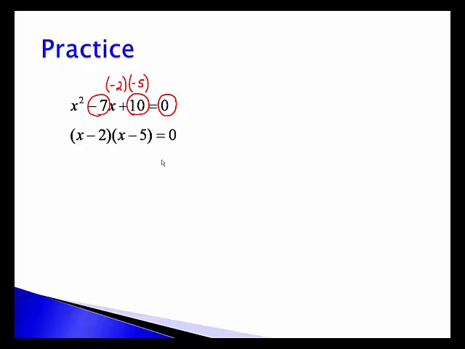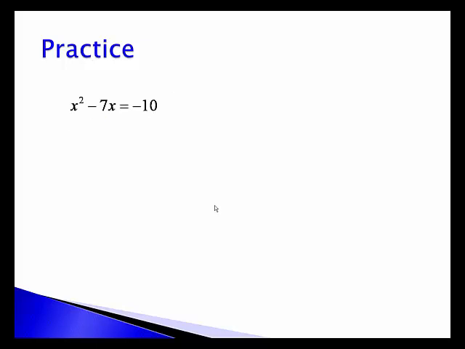Those then are the two numbers that I will use for my factoring, x minus 2 and x minus 5. Remember, then you set each factor equal to 0 and solve, so I get x is equal to 2, and I do the same for the other factor, and I get x is equal to 5. So those are my two solutions.